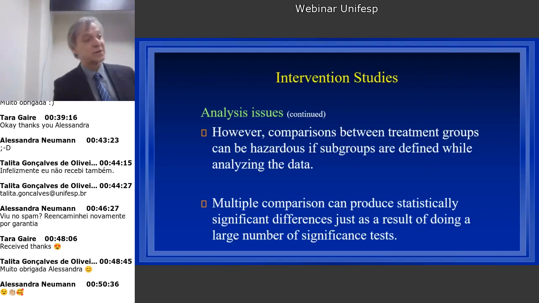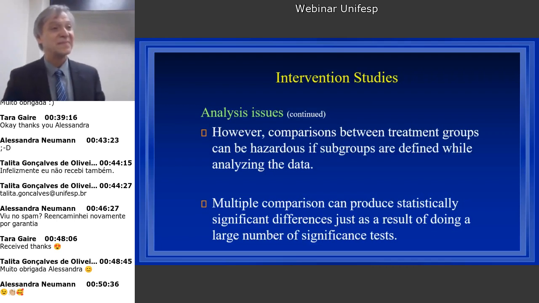Yeah, good point, Solange. Good point. Solange, that's not the case in randomized trials.